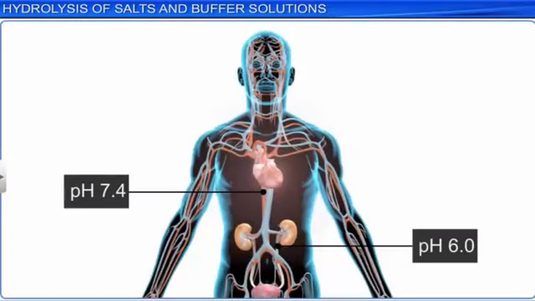The pH of blood is about 7.4. The pH of normal urine averages about 6.0. Any deviation in their pH indicates malfunctioning in the body.